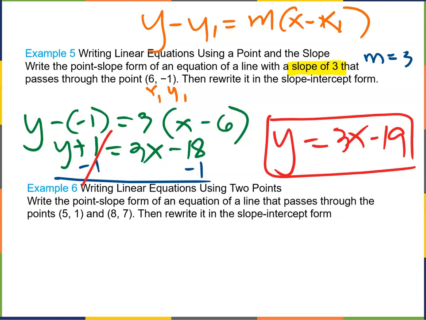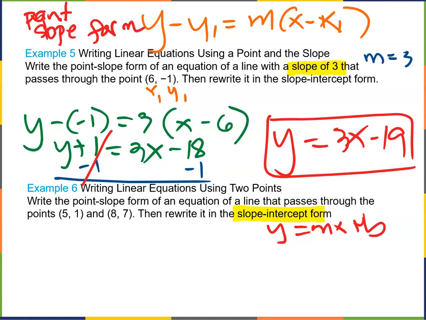Let's try another one. Write the point slope form of an equation of a line that passes through the points (5, 1) and (8, 7). Then we write it in the slope intercept form. Slope intercept form, remember, that is y equals mx plus b. Point slope form and slope intercept form.